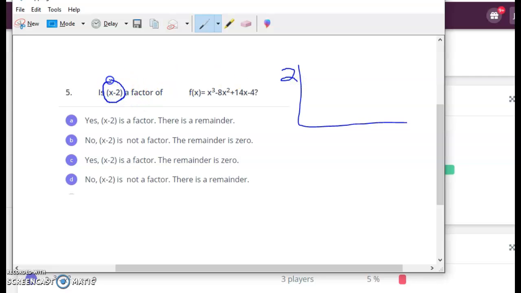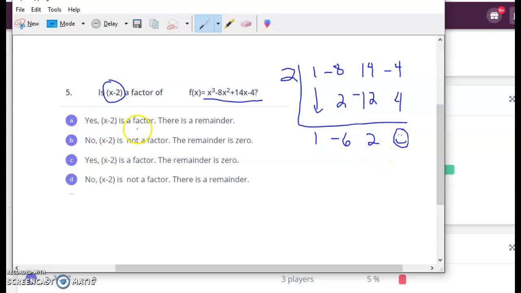So the 2 from here goes on the outside, and then my coefficients from this polynomial go on the inside. So 1, -8, 14, and -4. And for synthetic, we drop the 1, and then from here we just multiply and add. So multiply, 2 times 1 is 2. I add down, I get -6. I multiply, 2 times -6 is -12. I add down, I get 2. 2 times 2 is 4. I add down, I get 0, and in my guided notes, I put a smiley face because that means this is a factor. I got a remainder of 0.